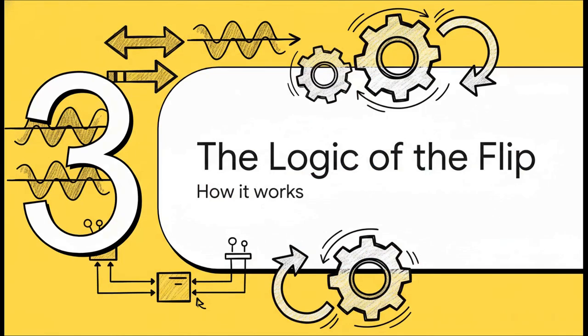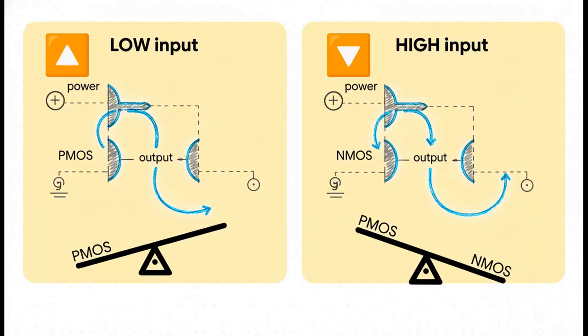Okay, now for the magic trick. Section 3, the logic of the flip. So we've built the thing, but how does this structure actually do the flipping? This is where that word I told you to remember, complementary, becomes the star of the show. Check this out. The two transistors act like a perfect team, but in opposite ways. When your input is low, a 0, the top PMOS transistor switches on, while the bottom NMOS transistor switches off. This opens up a direct path from the power to the output, so the output becomes high, a 1.